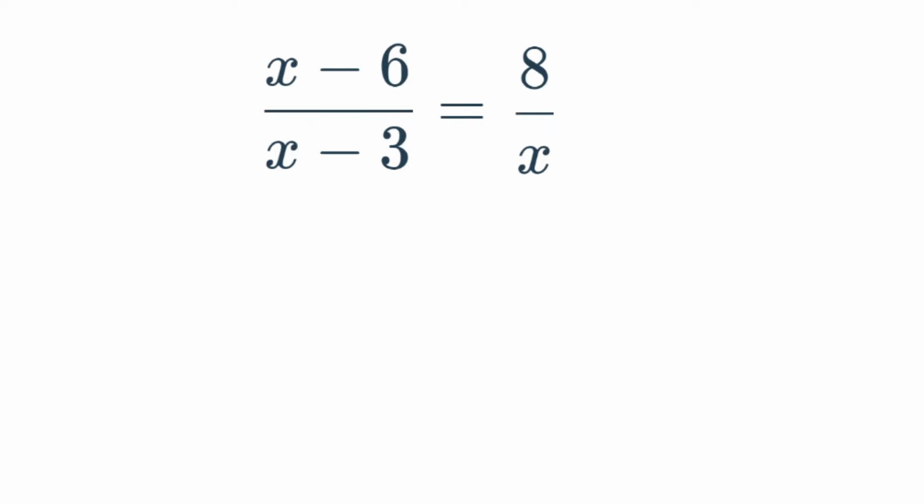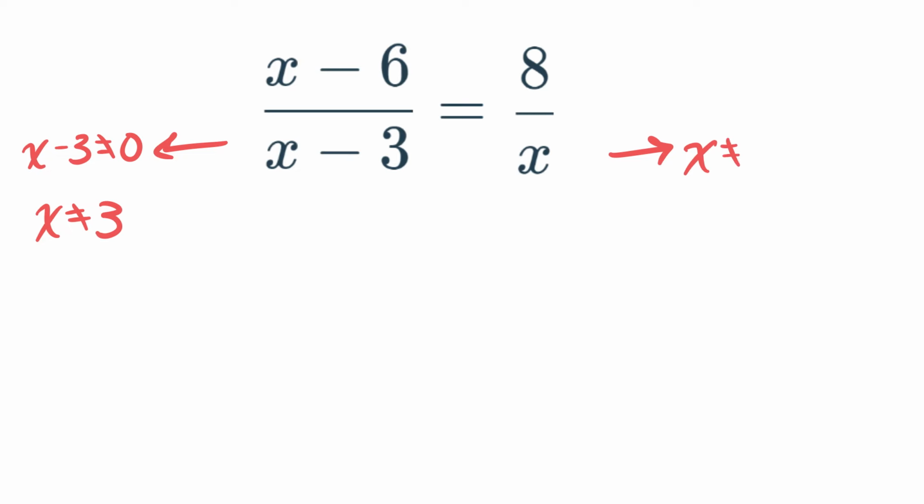On this one, we do have to worry about our excluded values. Remember, it's all about the denominator. We need to make sure we do not have a denominator equal to 0. So our first excluded value is going to be 3. And on the other side, we cannot have 0. So once we've established our excluded values, now we can cross multiply because these are in proportion form.